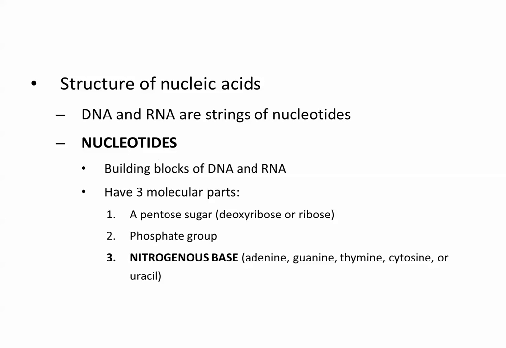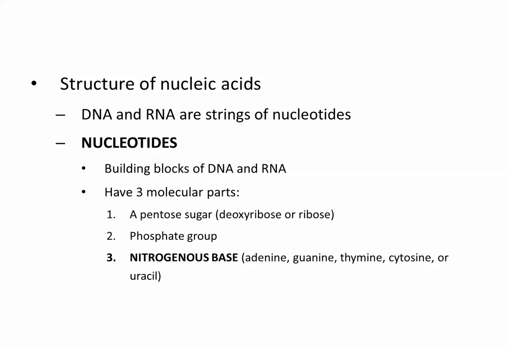So you have a sugar. It's a 5-carbon sugar. We'll look at it in just a second. And it makes a ring, and the ring has 5 corners to it. It looks like a pentagon, so that will help you remember that it is a pentose sugar, or we call it a ribose sugar. And it has a phosphate group on one end. And it has something sticking out of its side called a nitrogenous base.